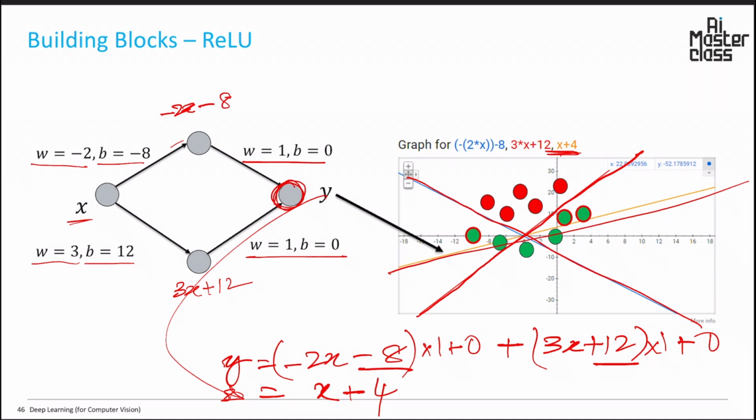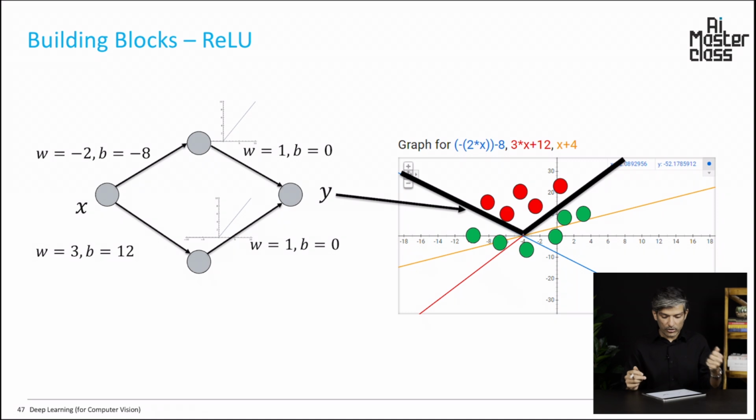So it just became another linear function. It just became another line. We don't want that. We want it to be more complex. So how can we do that? By putting a ReLU. Now when we put a ReLU, what are we doing? We are saying, okay, only when my line is in the positive region, you give me the positive part.